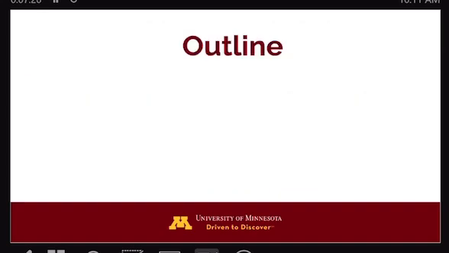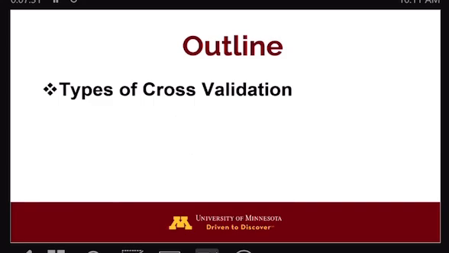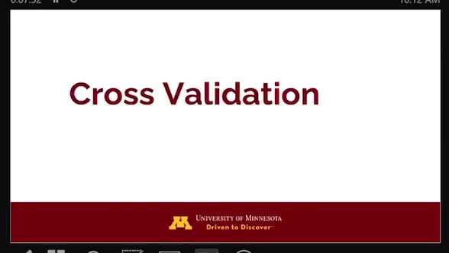In the outline, I'm going to focus on the types of cross validation. I'm going to showcase the weakness and strength of each cross validation when it comes to evaluating the performance of our model. Okay, so let's get started. And I need you to pay attention. So what we're going to be doing now is very, very crucial.